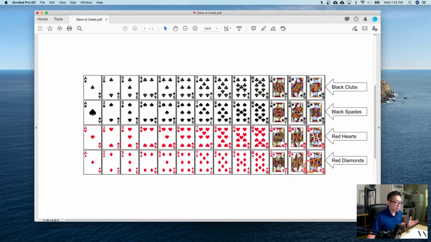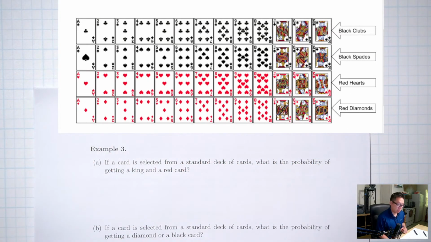And I think the last thing I need to tell you is how many cards are there total. 1 through 10, Jack, Queen, King, that's 13 on each row. And there are 1, 2, 3, 4 rows. So 13 times 4, that's 52. 52 cards total. Back to example 3, part A.